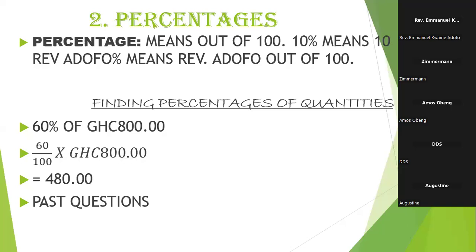So 60% of 800 Ghana cedis, assuming you have been given 800 Ghana cedis and you are asked to use 60% of the money, how much are you going to spend? So to get that, we have 60%. 60% is the same as 60 divided by 100, or 60 out of 100, as I said earlier on, times the total quantity. Over here, the total quantity is 800 cedis. And when you simplify this, you get 480 cedis.